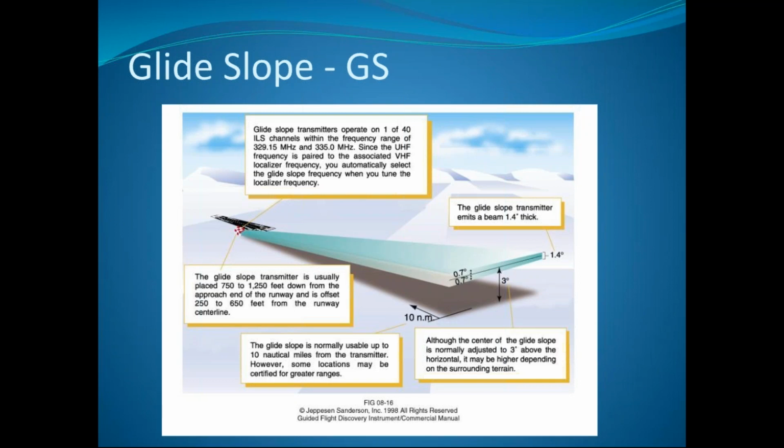The total thickness is 1.4 degrees thick, and that means that from the center line, it's 0.7 degrees on either side of the intended course. This is out at 10 nautical miles. Typically, this is once again using standard glide slope, standard ILS.